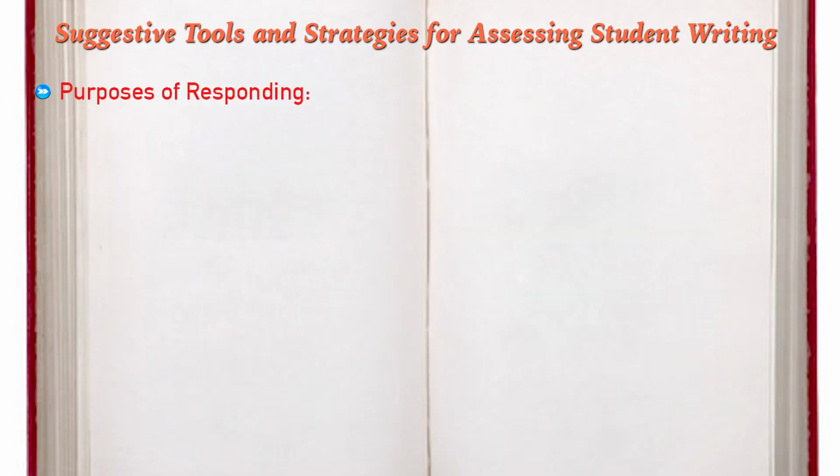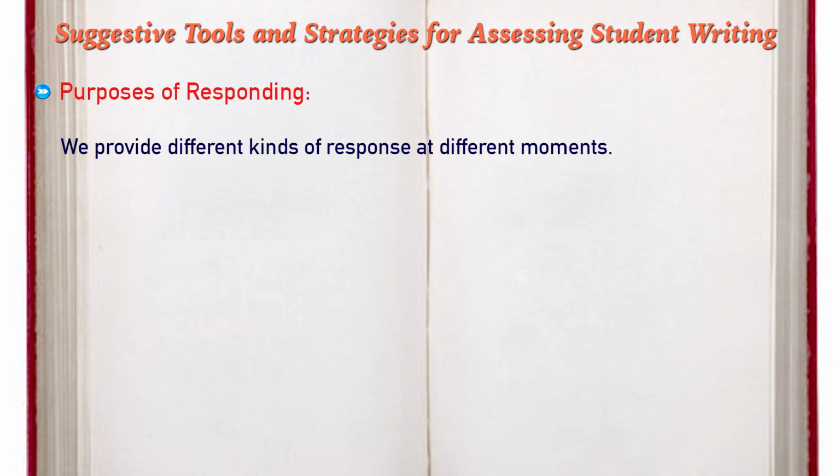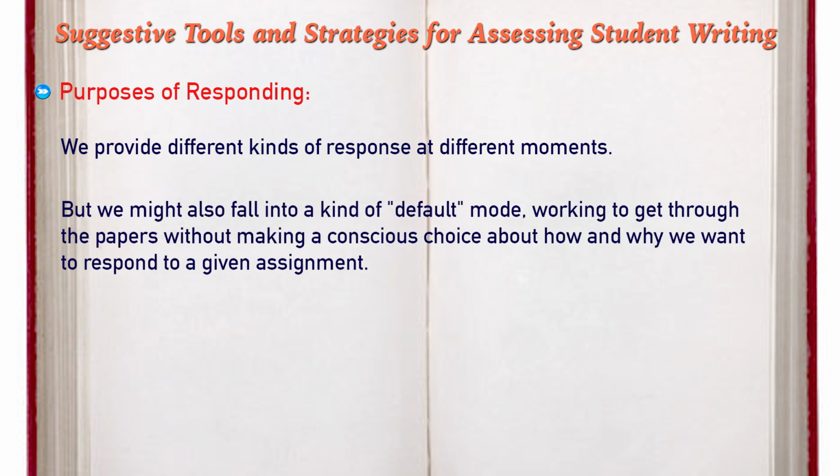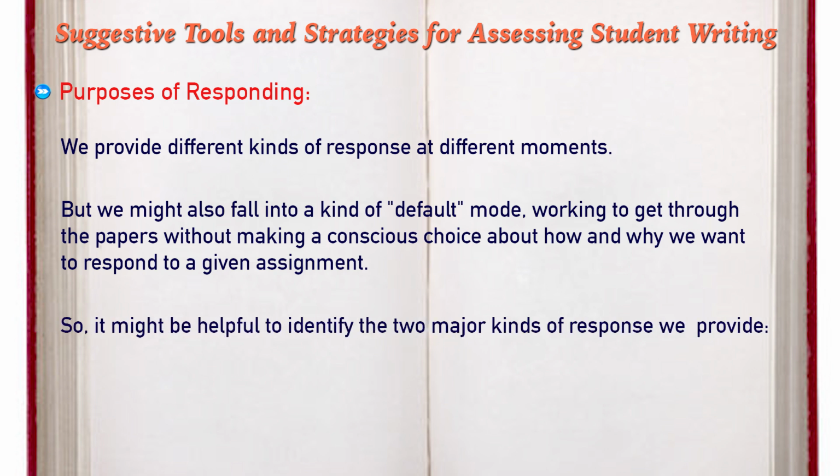Next, after we have learned about the ways in which we can respond to students' writing, I think we should also know what could be the purposes of responding. We provide different kinds of responses at different moments, but we might also fall into a kind of default mode, working to get through the papers without making a conscious choice about how and why we want to respond to a given assignment. So, it might be helpful to identify the two kinds of response we provide.